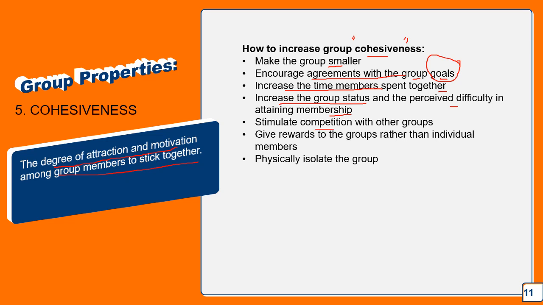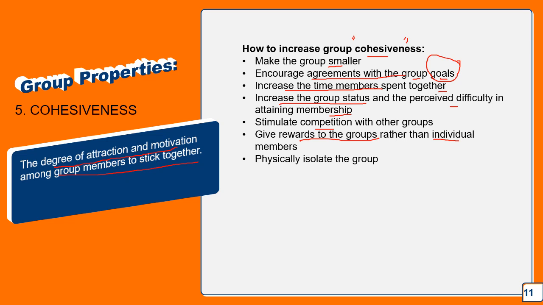Stimulate competition with other groups. This is what we explained in the last slide. Okay, create competition with other groups so group members will work together. So they will be very cohesive. Give reward to the group rather than individual member. Bagi ganjaran kepada keseluruhan group member for their achievement rather than to reward an individual.